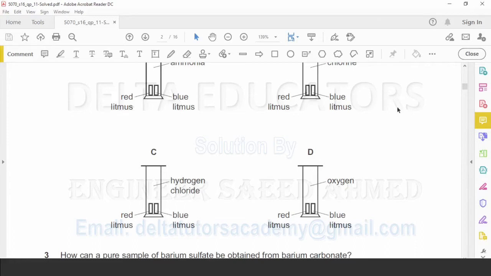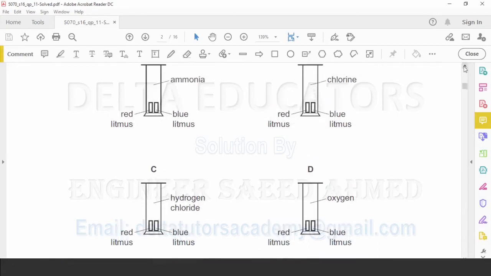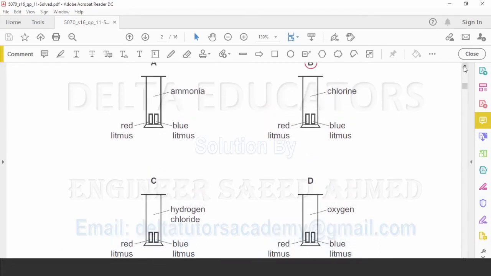So here the correct option is option B, where we have chlorine gas. Chlorine gas is an acidic gas. It will change blue litmus paper red. Chlorine is also a bleaching agent. So after some time this blue color and this red color will fade and turn to whitish color. So here the correct option is option B.